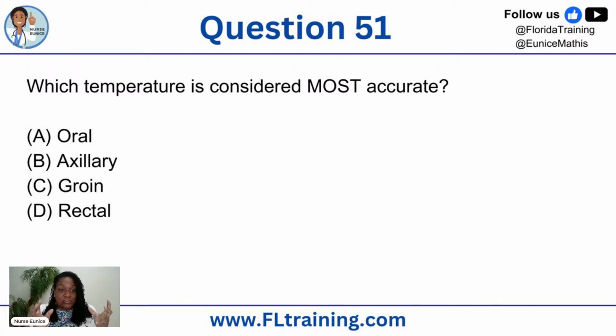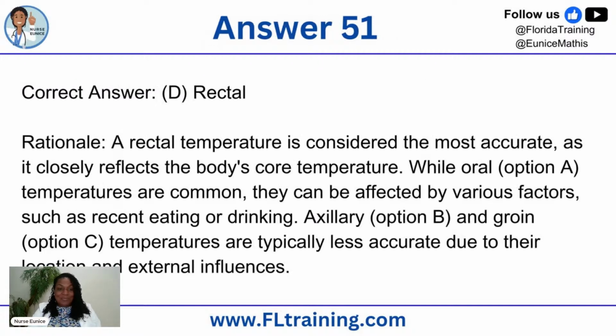So where would you be placing this thermometer? What route? Is it oral? Axillary. Everyone say axillary with me. Axillary, because you all like to say auxiliary, and auxiliary is a cord. It's like an extension. So axillary, groin or rectal. What is considered the most accurate route for a temperature? And everyone has it right. Yes, we're going inside. It's a core temperature. We're going in. So it's going to be D, rectal.